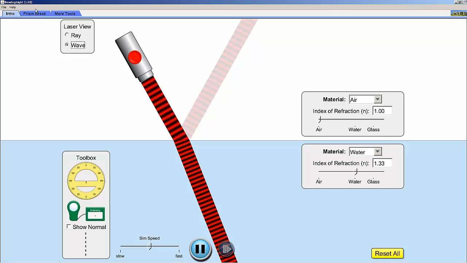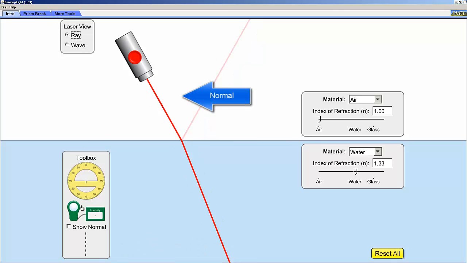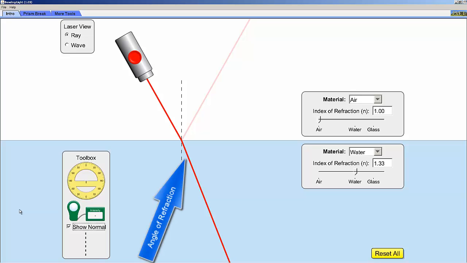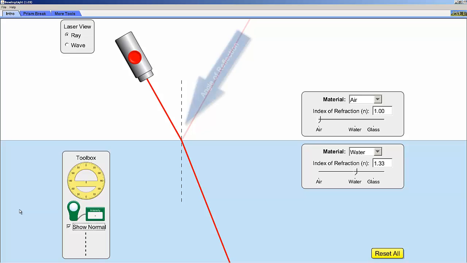Now right now we don't have the normal being shown. I'm going to go ahead and turn on the normal. And there it is, this dotted line. And we always measure these angles relative to the normal. So we call the incoming beam, that incoming angle where the beam comes in, the angle of incidence. And then we call the angle where the light's bending inside the second material the angle of refraction.